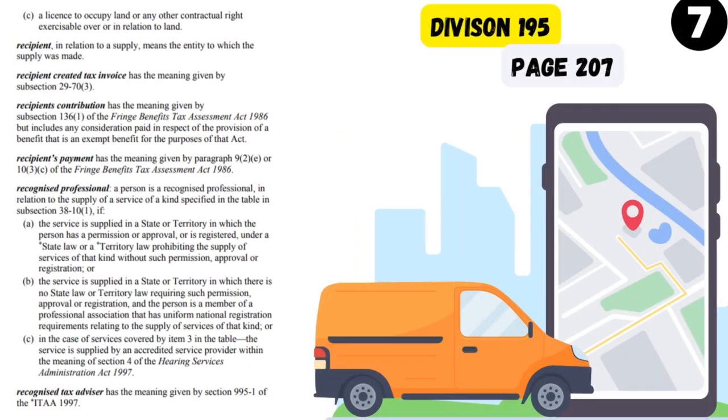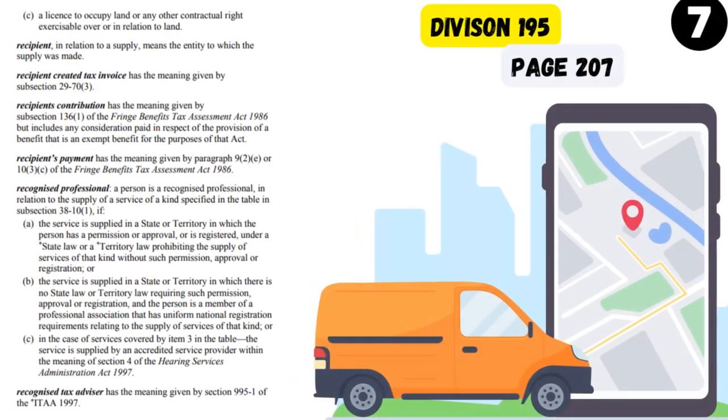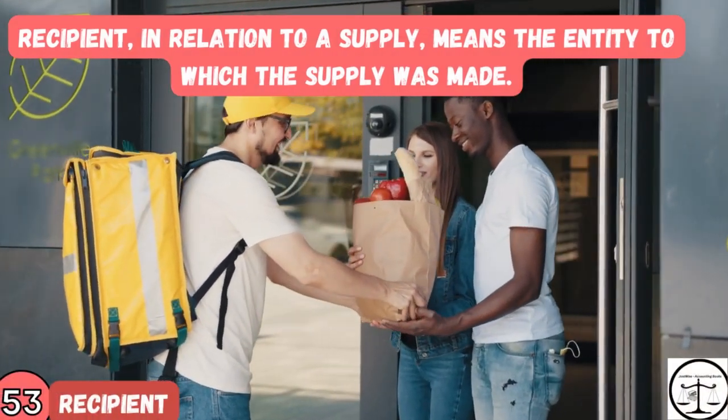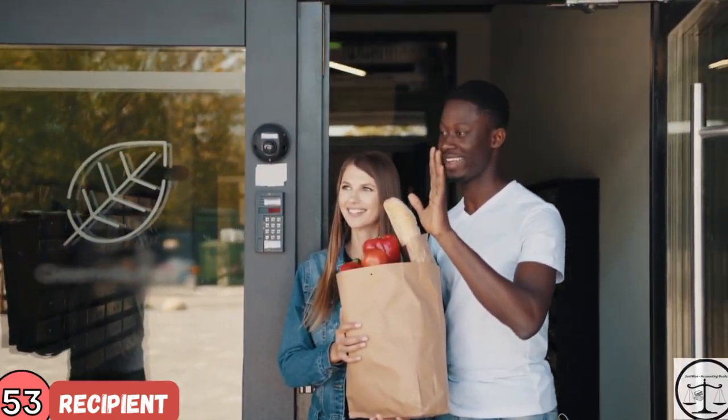Now, we will explain words on page number 207 of Division 195 of GST Act Volume 2. Please find the words on screen. 53. Recipient. 54. Recipient created tax invoice. 55. Recipient's contribution. 56. Recipient's payment. 57. Recognized professional. 58. Recognized tax advisor. Word number 53. Recipient, in relation to a supply, means the entity to which the supply was made.